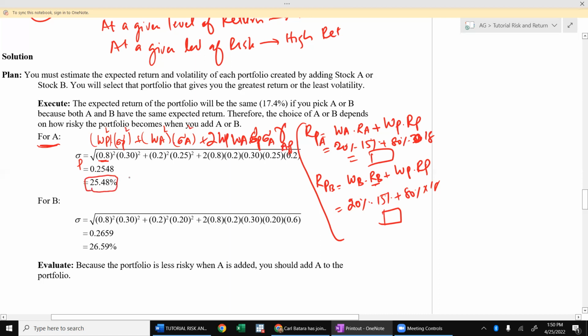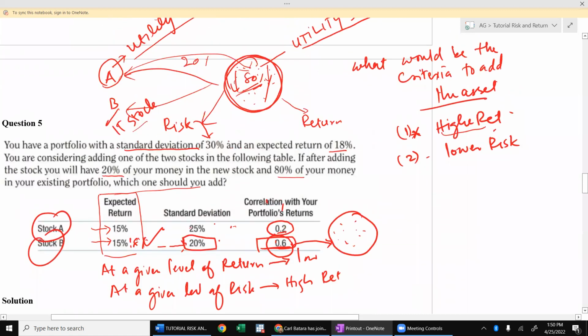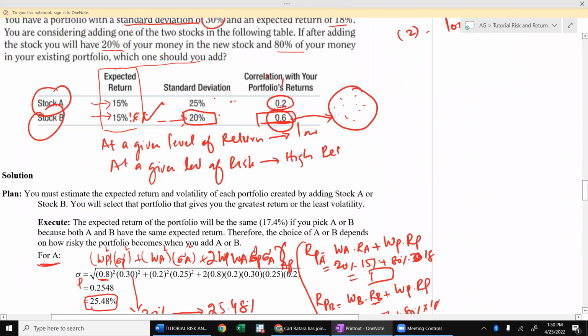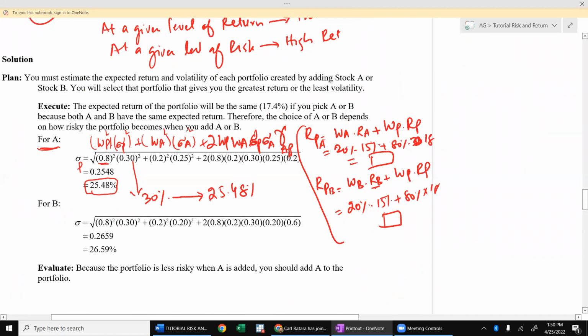25.48%. So it means if you add A, the risk of the portfolio will be 25.48%. What was the existing risk? Existing risk was 30%. You see, 30% was mentioned if you are confused. So our risk reduced from 30% to 25.48%.